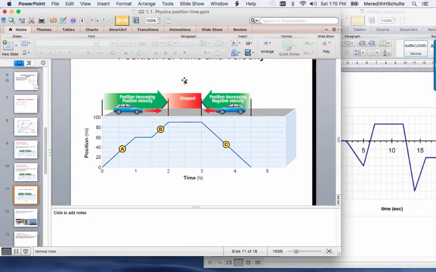Here we have a stopped, again, a position graph, distance is not changing, and then negative velocity. This is where it gets a little tricky.